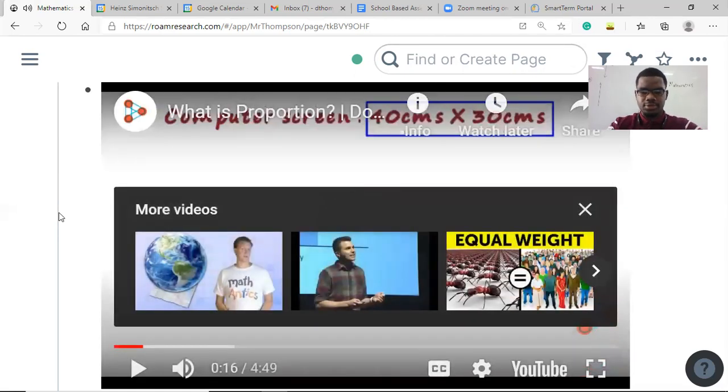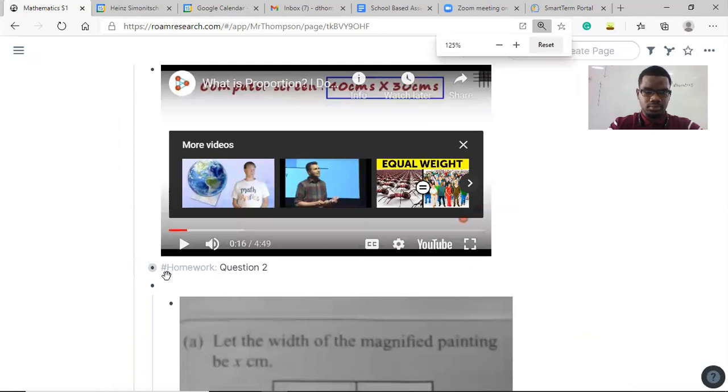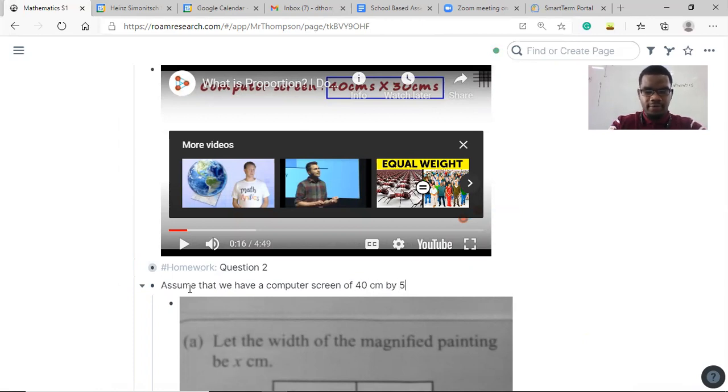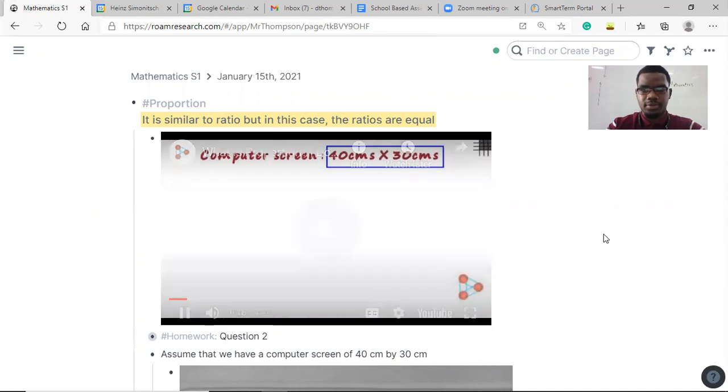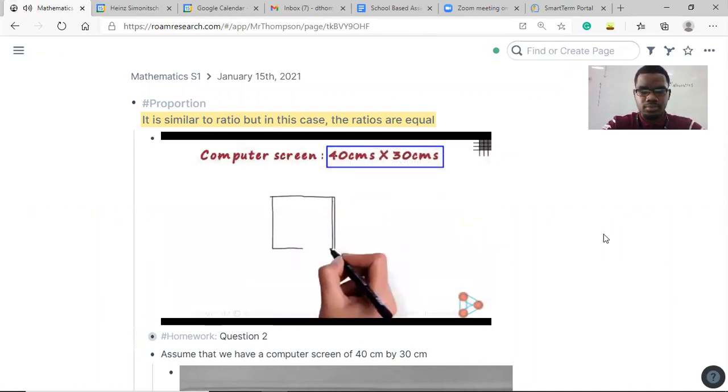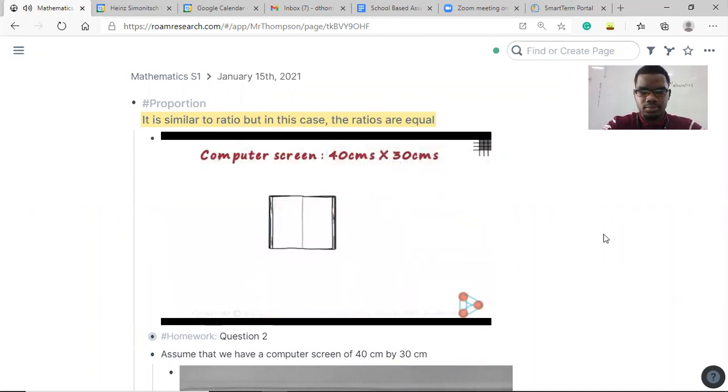Let's write that. Assume that we have a computer screen of 40 centimeters by 30 centimeters. Okay, we're just gonna do this class example. In the next class, I'll go more in depth. At home, and you've been asked to draw that screen in your notebook.